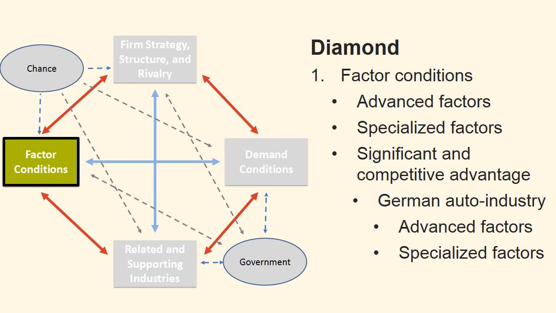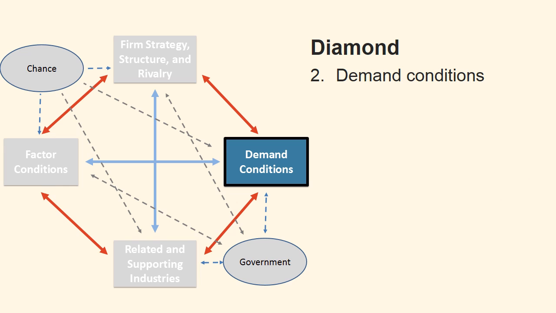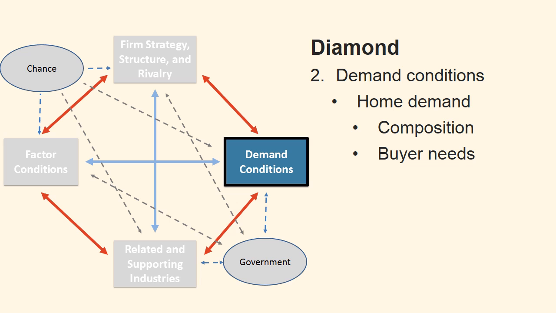The second broad determinant of national competitive advantage is demand conditions. The main factor is home demand conditions, which have influence in nearly every industry. The composition of home demand shapes how firms perceive, interpret, and respond to buyer needs. Nations gain competitive advantage in industries where the home demand gives local firms a clearer and earlier picture of buyers' needs than foreign rivals can have.